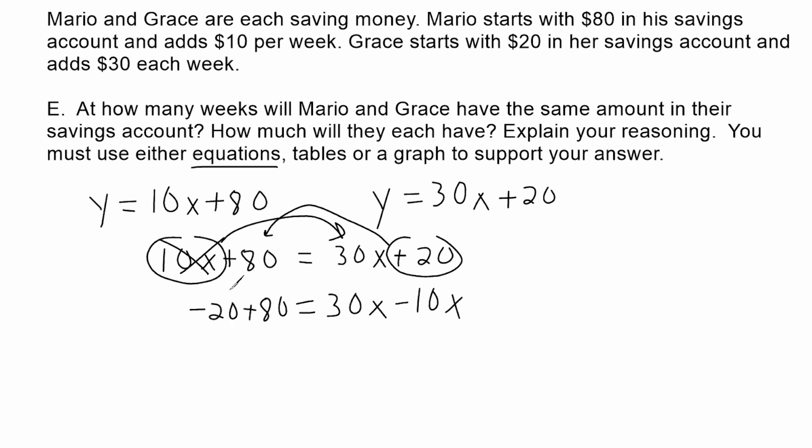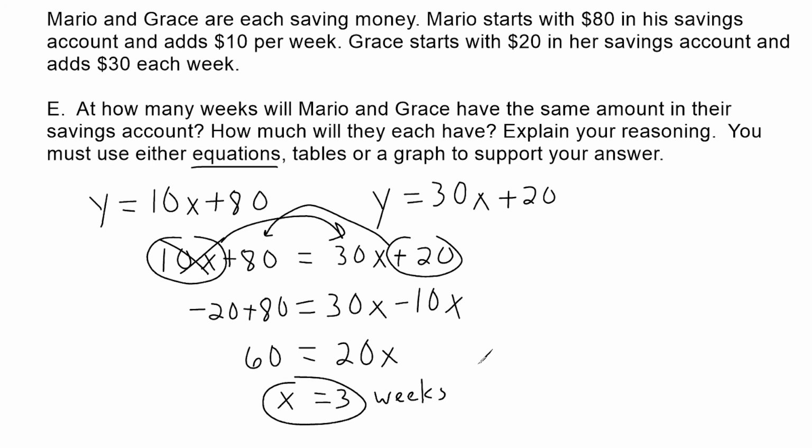All right, now negative 20 plus 80 is the same thing as 80 minus 20, which is 60. And on the right-hand side, we have 30x take away 10x, which is 20x. And now this is essentially mental math, because the only thing x could be when multiplied by 20 to get 60 would be 3. So we can just make an ending statement that x is equal to 3. So that means at 3 weeks, they would have the same amount of money.